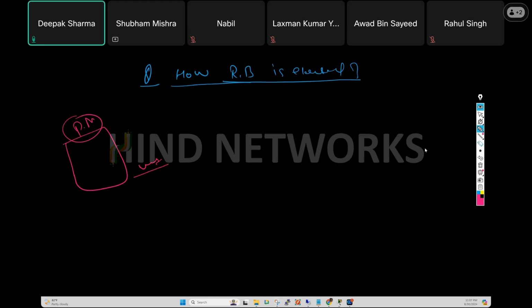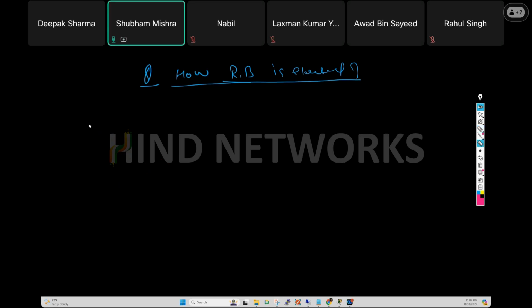Similarly, in case of STP, for example, this is switch 1 and this is switch 2. I already told you, whether your topology is looped or non-looped, STP is enabled by default. Similarly, this is non-looped, but STP is enabled here.